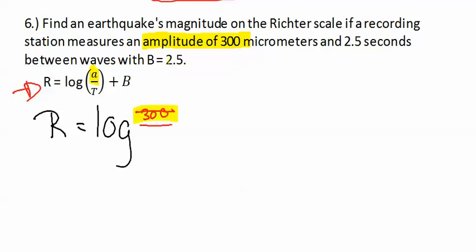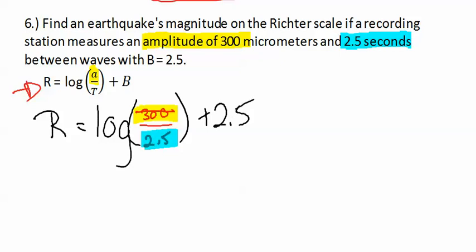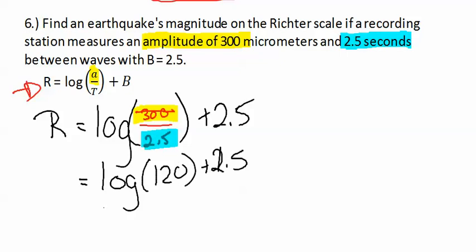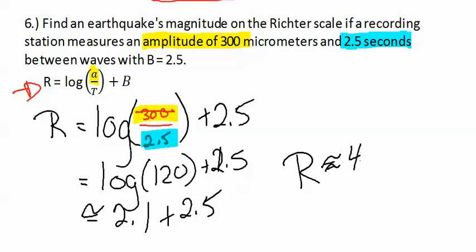T will be 2.5 seconds, and then B is given to us in the example as 2.5. We can go ahead and evaluate this. 300 divided by 2.5 is 120. Then because it's a base of 10, we can plug it into our calculator, and that approximates to 2.1 plus 2.5. So in this case, on the Richter scale, this would be approximately a 4.6.